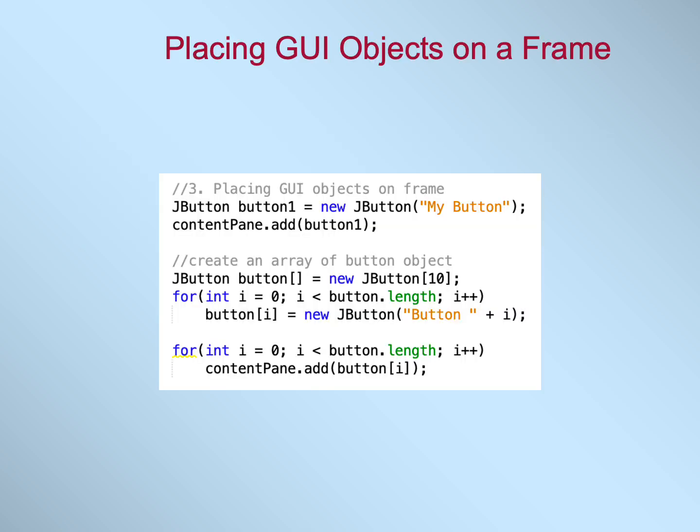When placing GUI objects on a frame, say that if you have more than one button, you can always use an array to create the button objects. And then using a for loop, you can add those buttons on the content pane. So it depends on what you want to do and how you want to write it in your program. I have uploaded the complete code of this on your online learning in the file called GUI1. Try and run it and see what would be the output of it.